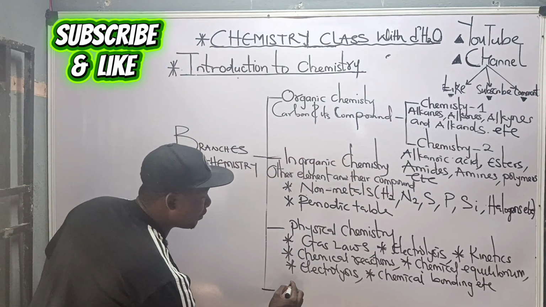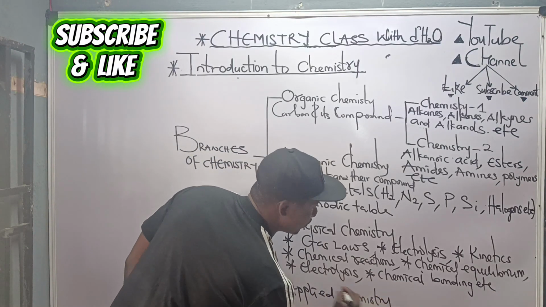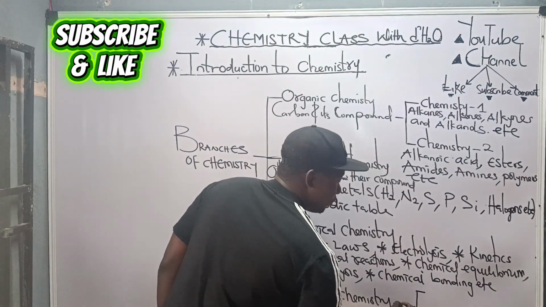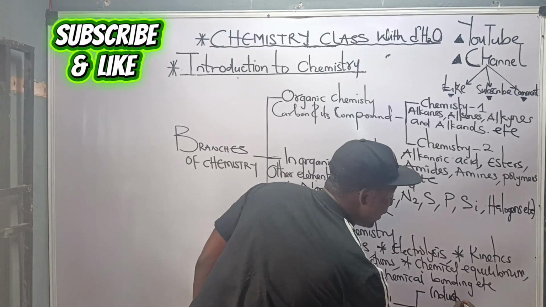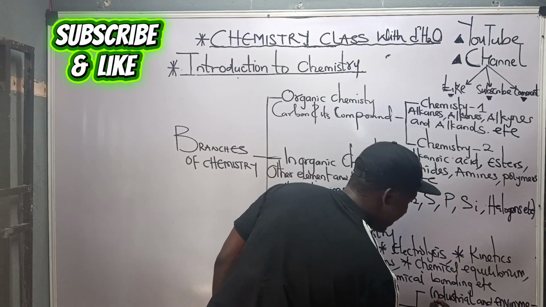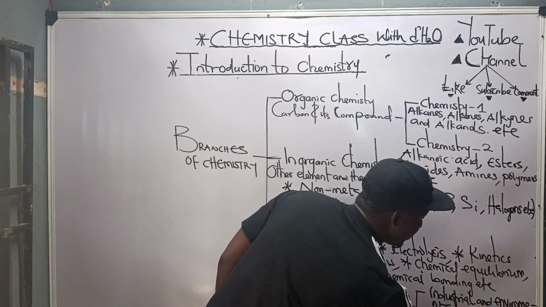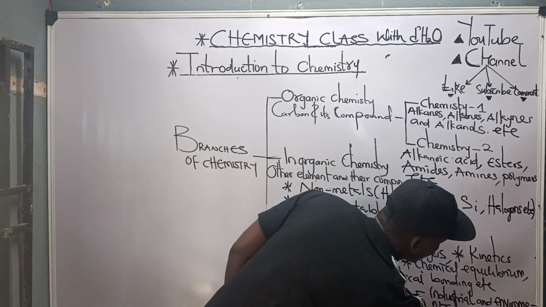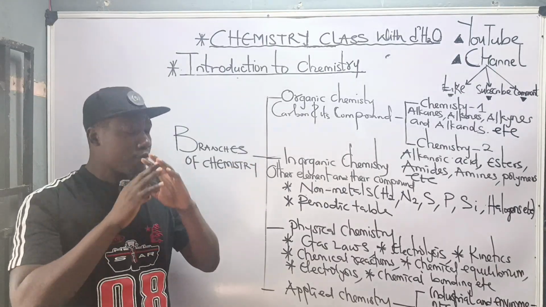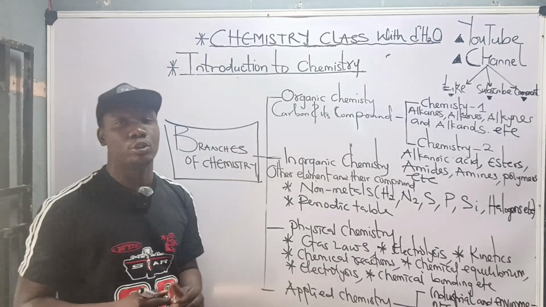Now you have the last part, which is called applied chemistry. Your applied chemistry is divided into industrial and environmental. Then you have chemistry of earth and space. Now, these are the divisions of chemistry. These are referred to as the branches of chemistry. And that's what is referred to as introduction to chemistry.